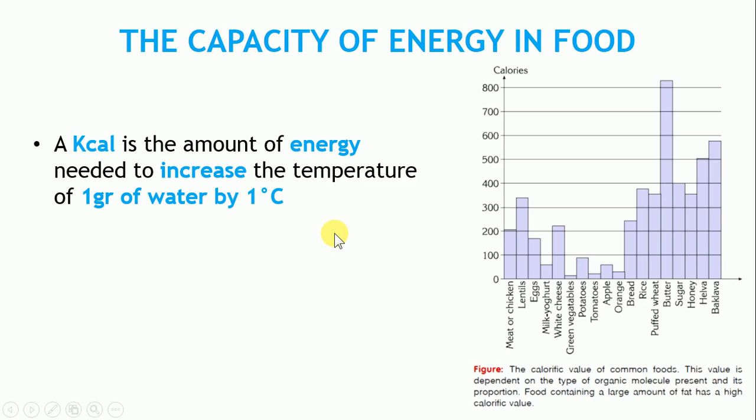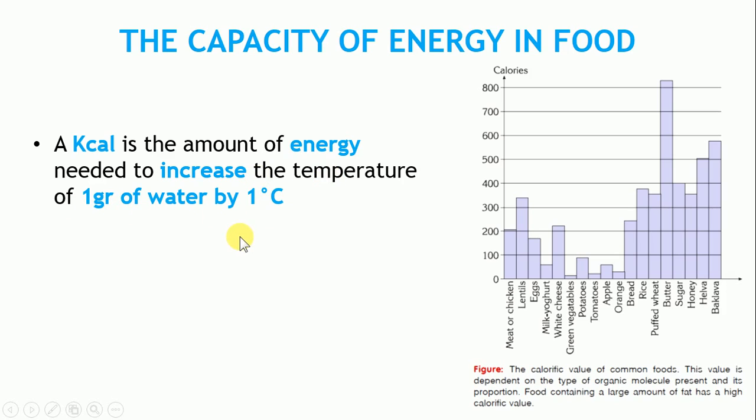What about kilocalorie? It's a measuring unit of energy, generally used to calculate the amount of energy in the food. And what about its definition? It is the amount of the energy that is used to increase the temperature of 1 gram of the water by 1 degree.